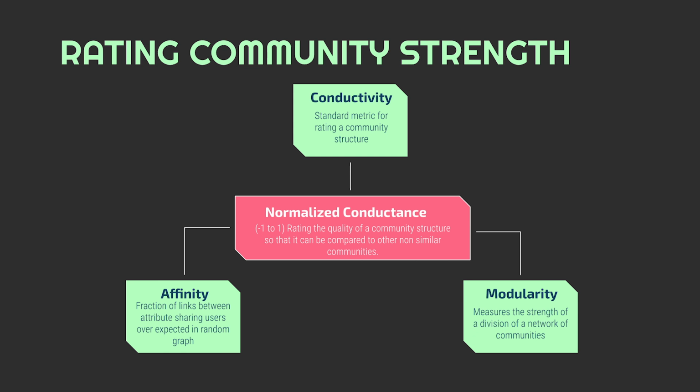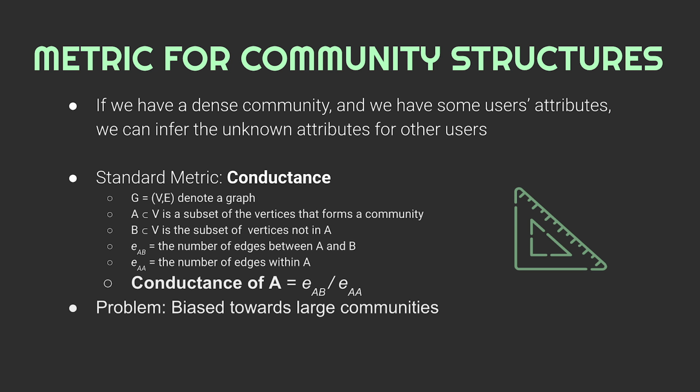Using affinity and modularity as described in the last slide leads us to the final piece of this puzzle, rating the strength of a single community. Measuring the strength of a community, given that we know that communities form around attributes, will allow us to predict the likelihood of the members sharing that attribute. We want to show that if we have a dense community and we have some users' attributes, we can infer the unknown attributes for other users.